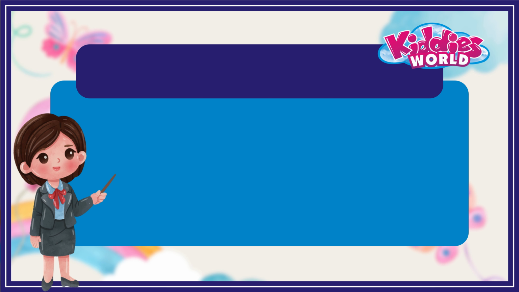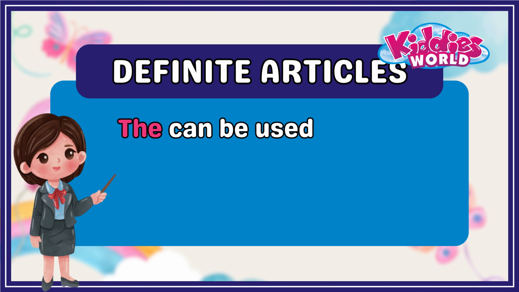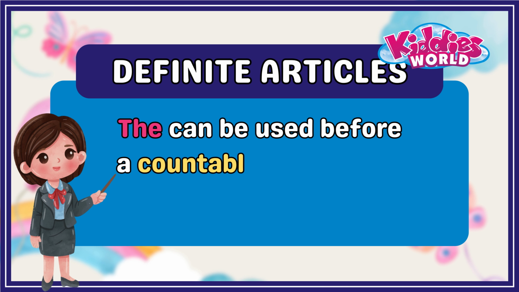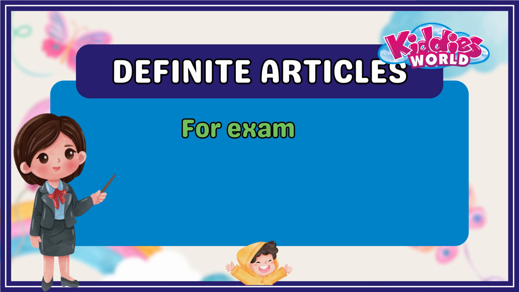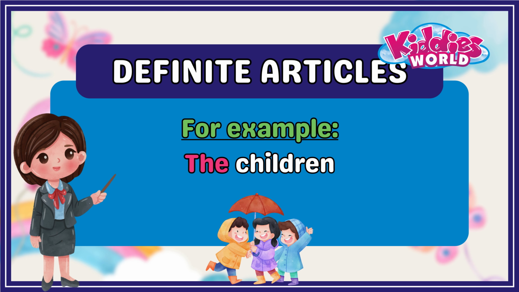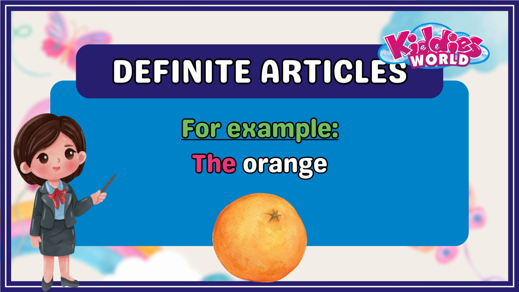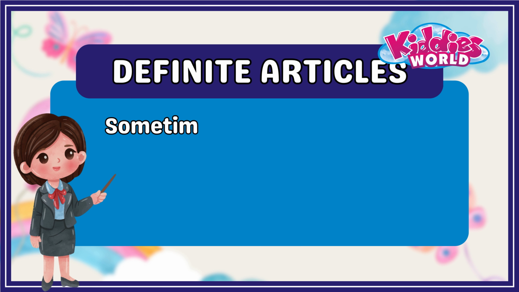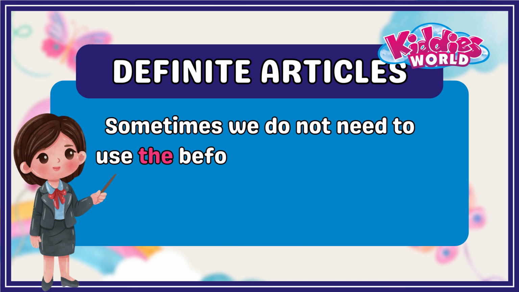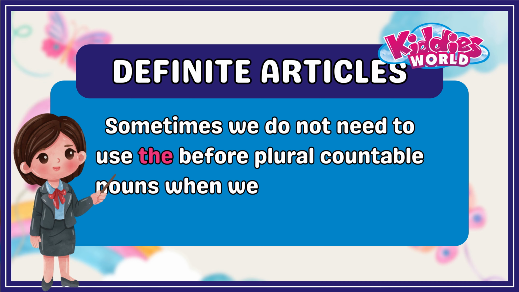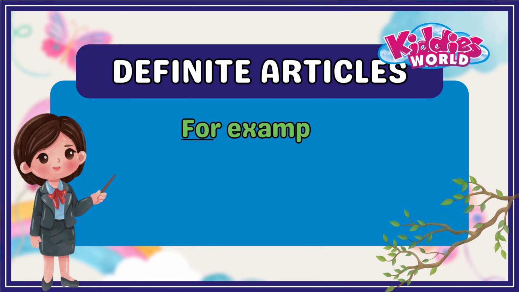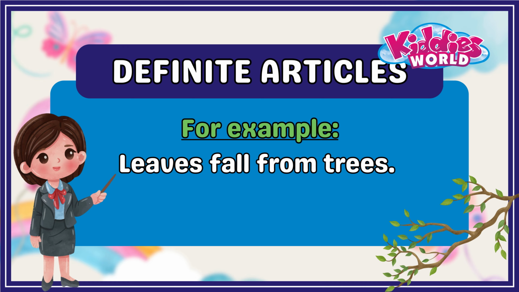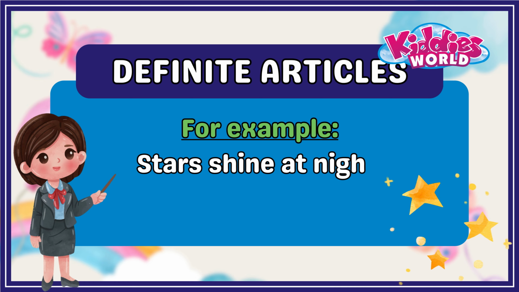Now kids, let's learn some more rules about articles. The definite article the can also be used before a countable, singular, or plural noun. For example, the child, the children, the orange, the oranges. But sometimes we don't need to use the article before plural countable nouns when we mean all or any of that particular thing. For example, leaves fall from trees. Stars shine at night.